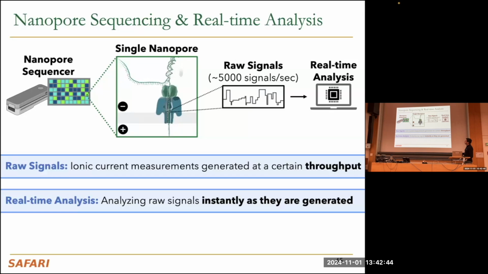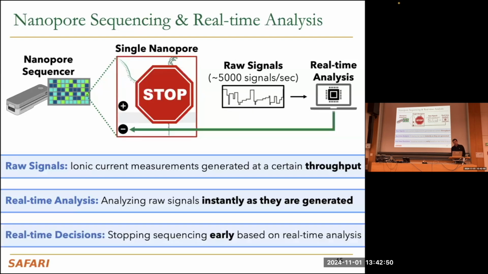Even we can perform real-time analysis, meaning we can start analyzing them instantly as they are generated. And furthermore, we can even make some real-time decisions. For example, based on our real-time analysis, we may realize that whatever we're sequencing now is not useful for us. So we can tell the sequencer to stop sequencing that particular read, so that it can move on to another DNA, so that we can utilize these consumables even better.